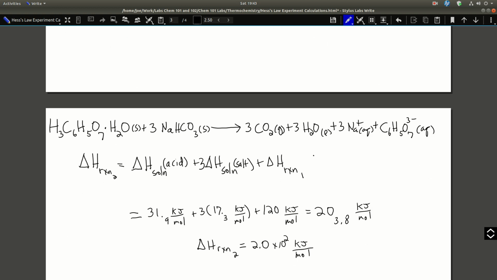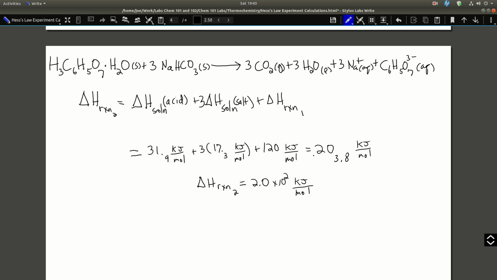What we want is this right here, the heat of reaction for the reaction between solid citric acid monohydrate and solid sodium bicarbonate. And remember I showed earlier, that's just equal to the heat of solution of the citric acid plus 3 times the heat of solution of the sodium bicarbonate, the salt, plus the heat of reaction that we just calculated. Plugging those numbers in, adding them up, I get about 200 or so kilojoules per mole. And there you go, that's how you do it.